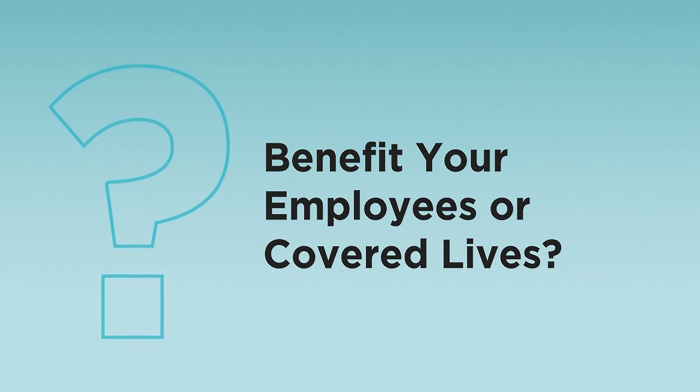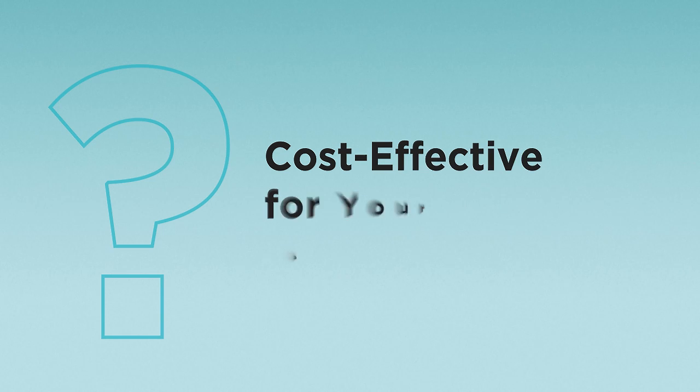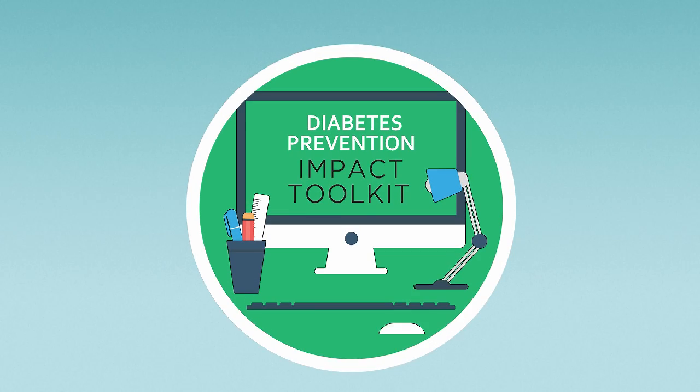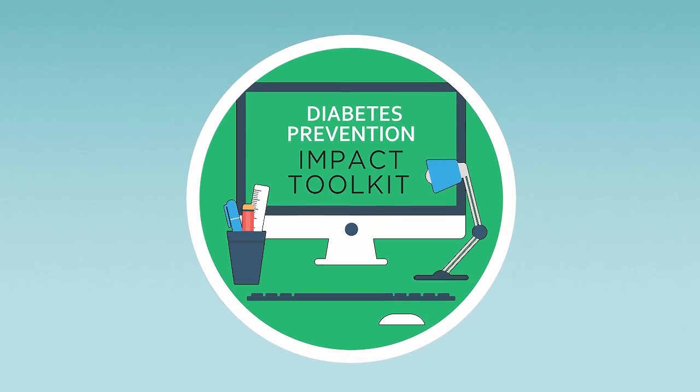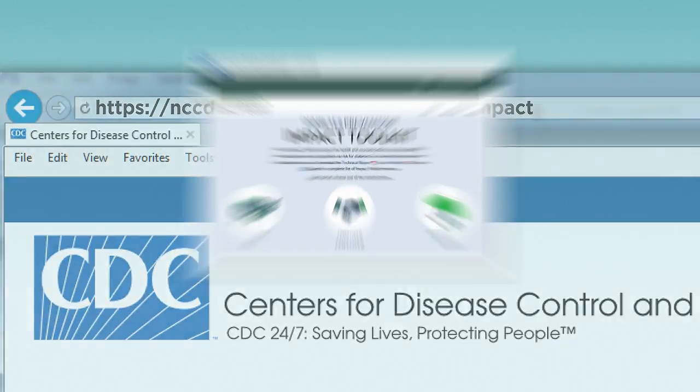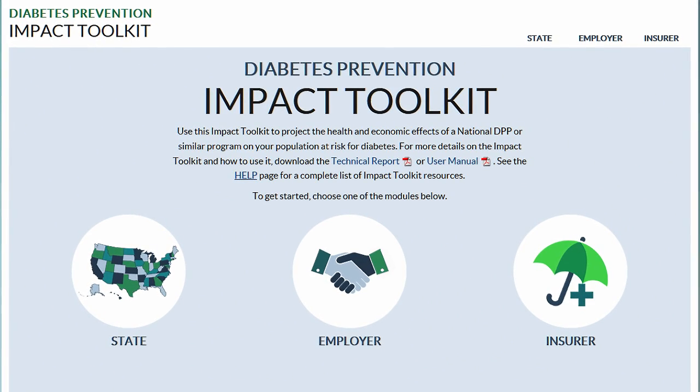How do you know if offering these programs will benefit your employees or covered lives? And how can you predict if such programs will be a cost-effective option for your organization? CDC's Diabetes Prevention Impact Toolkit can help. This online interactive toolkit projects the health benefits and economic costs of providing National DPP lifestyle change programs to a state's, employer's, or insurer's population.